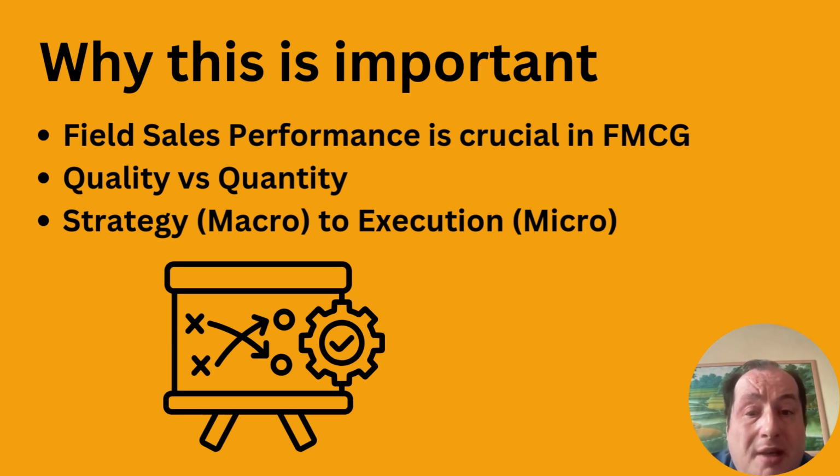Then you basically look at, why is this important? Of course, you go from strategy macro to execution micro. A lot of companies have, at high level, appointed distributors and then sit back and think, oh, the distributors should do their job. Distributors are basically passing through products, so they can do a very good job for you.